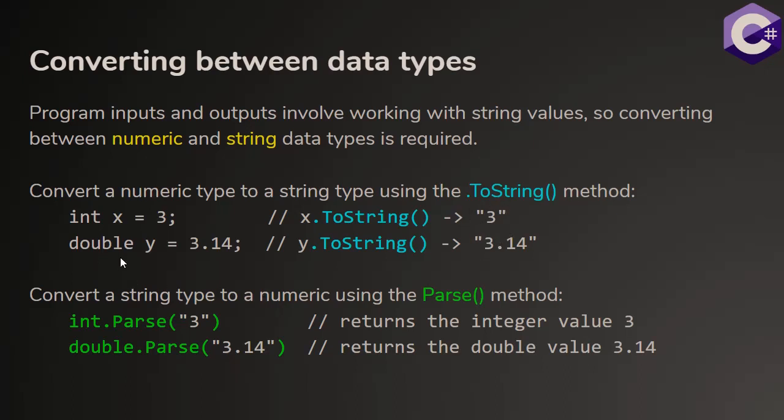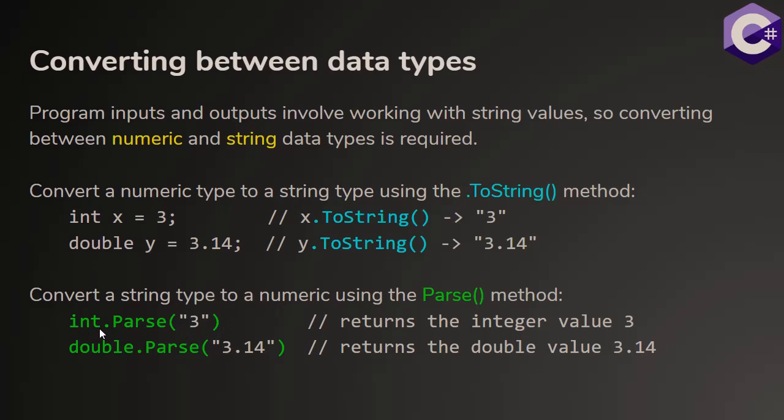If I have a double variable y, and I'm storing the value 3.14. If I call y.ToString, I get the printable version of that, the string characters 3.14. If I want to convert in the other direction and go from strings to numeric, I can use the Parse method. The Parse method takes a string value as an input, and it returns the number value if it's possible to convert this string to a number.